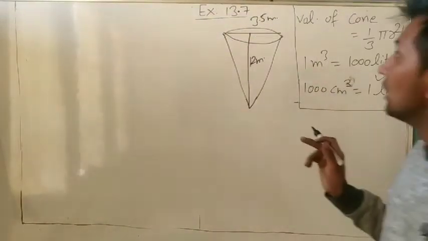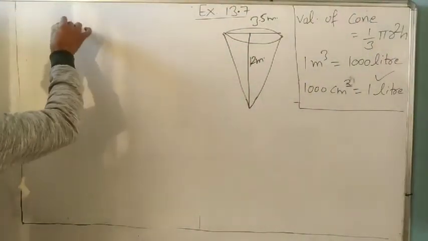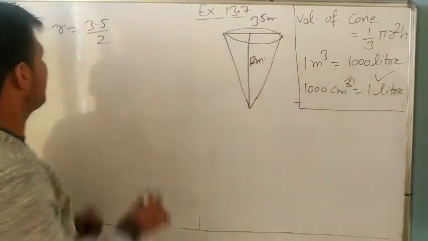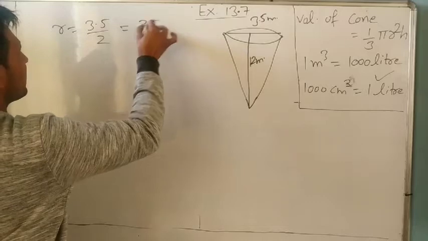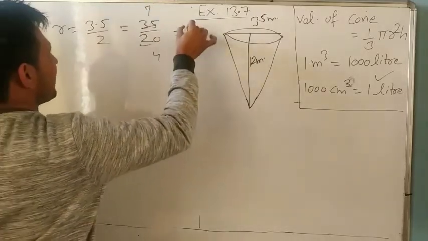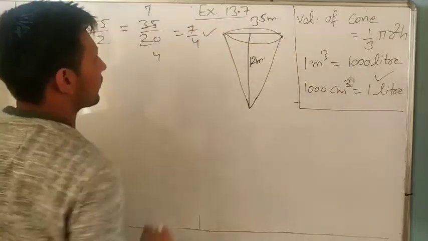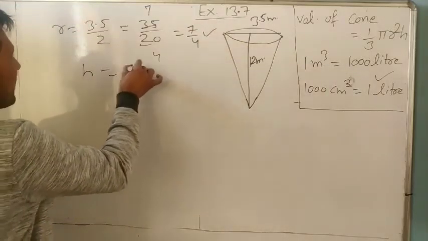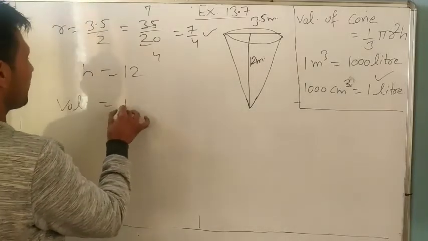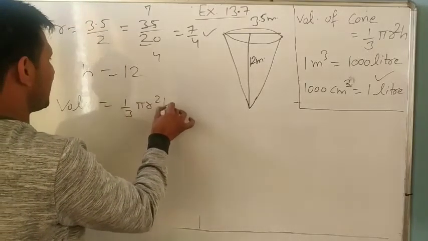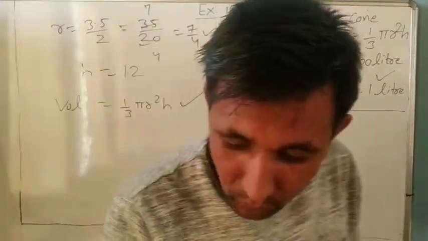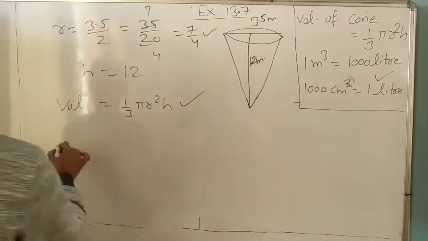So for capacity, the radius is given. Radius is 3.5 divided by 2, because the diameter is given. So remove the decimal: 35 by 20, which is 7 by 4. What is the radius? 7 by 4. And h is 12. So we have to find the capacity. Capacity is volume: 1 by 3 pi r square h. R you know, h you know. You can find the capacity. But we have to find the capacity in kiloliter.